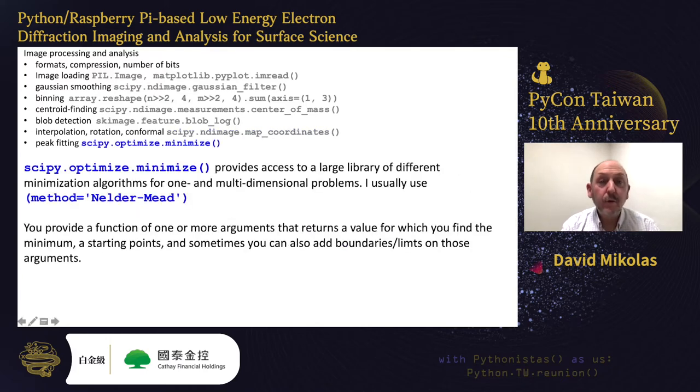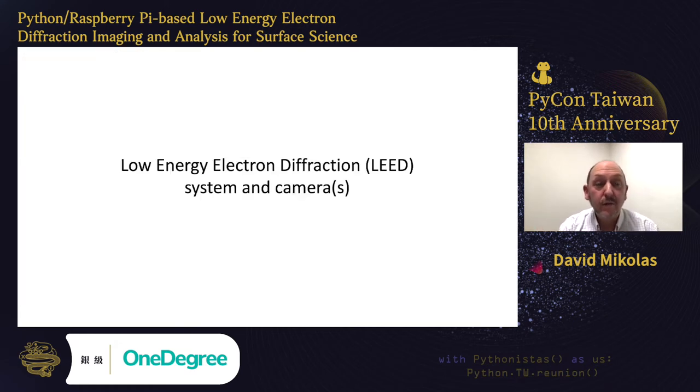Finally, for peak fitting or for calibration or finding out where the center of the spots are, SciPy has a nice minimize library, which has many different minimization algorithms in it. I use the Nelder-Mead most of the time. You just give it a function that you want minimized and a set of parameters that go into it, and it will adjust the parameters to find the minimum value based on some boundaries if you want to define them.